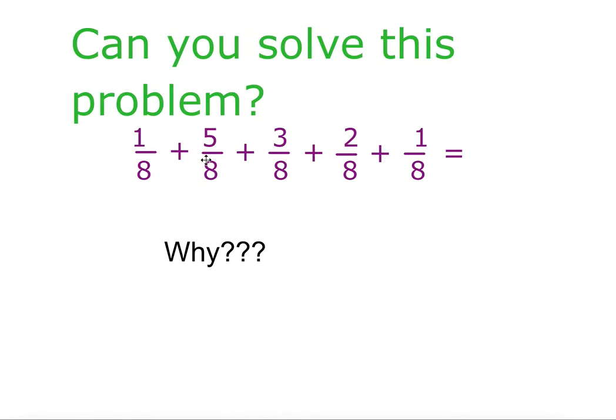Can you solve this problem? The answer is yes, because each of the pieces are cut into the same amount. They each have the denominator of 8. So we can solve this one. We can just go ahead and add the tops and say 1 plus 5 is 6, plus 3 is 9, plus 2 is 11, plus 1 is 12, and we would get 12/8. And we can always switch that back and saying that's 1 4/8, which can be simplified to 1 1/2. So they can all be added because they were cut into the same pieces.